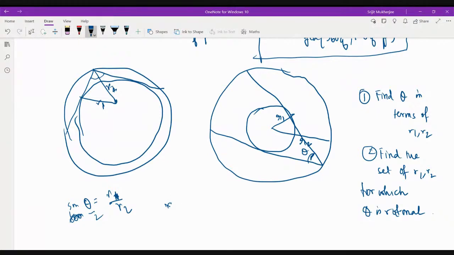It's a really beautiful problem. So the problem boils down to the fact that, for theta rational, what is the range of r1 and r2? Like, what is the range of values of sine theta? That's the idea, for theta rational. Very beautiful problem. I love this problem, guys.